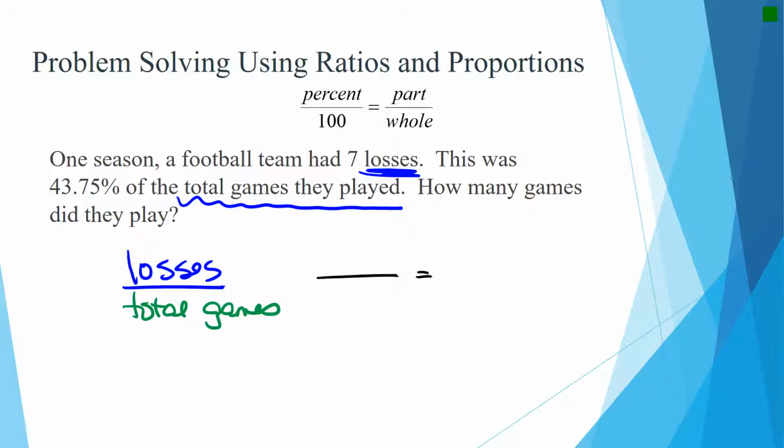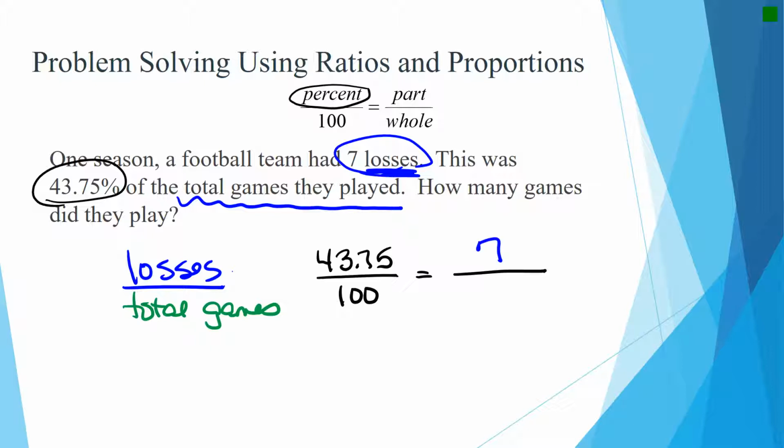So we're going to set up our proportion. We're looking for a percent. Is there a percent? Yep. I love it when they give me the percent. I can just put 43.75 over 100. That's a gimme, gimme, gimme. Now, did they tell me how many losses the team had? Yup, they had 7 losses. So that goes up on top with losses. Did they tell me the total number of games the team played? No. So that's my X.